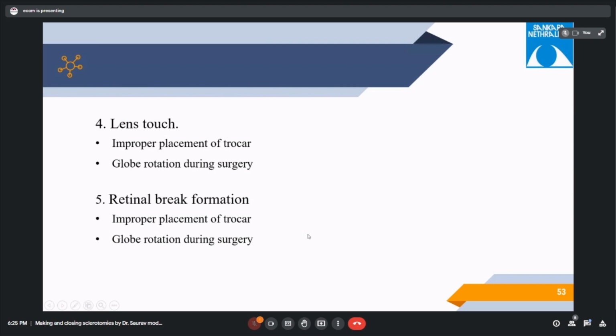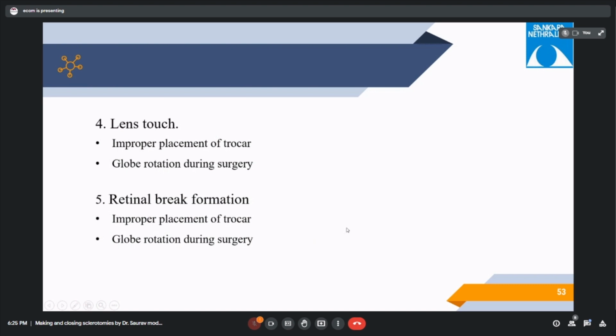Then lens touch can occur during placement of the trocar, with improper placement, more anterior placement, or also rotation of the cannula or trocar anteriorly can result in lens touch. Retinal break formation is also possible with more posterior placement of the trocar.